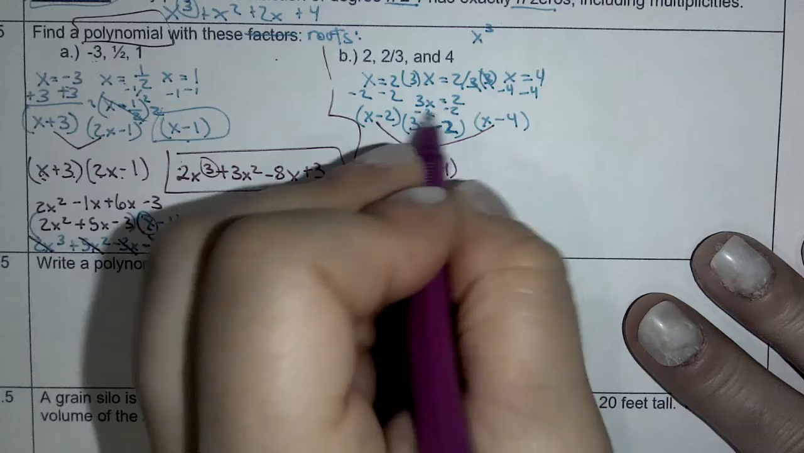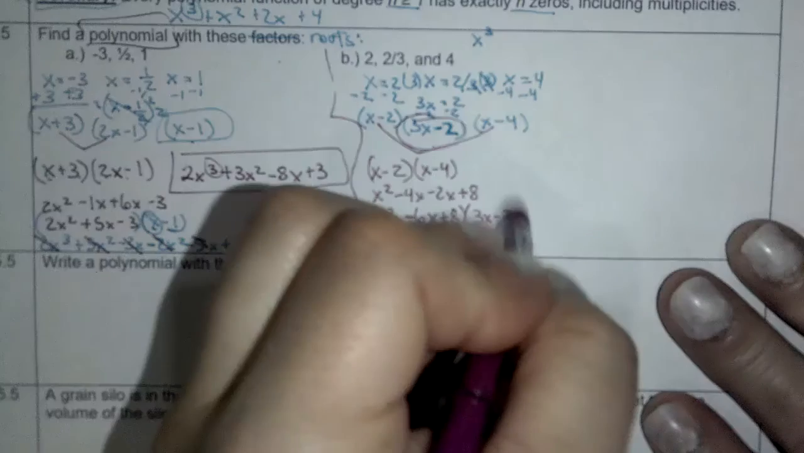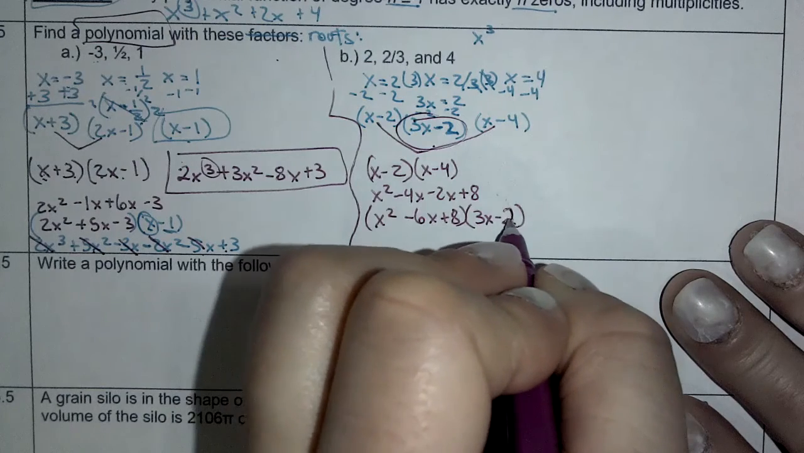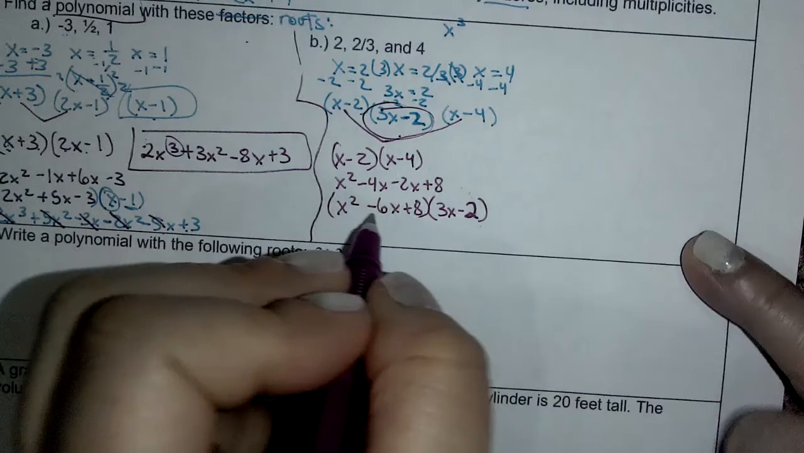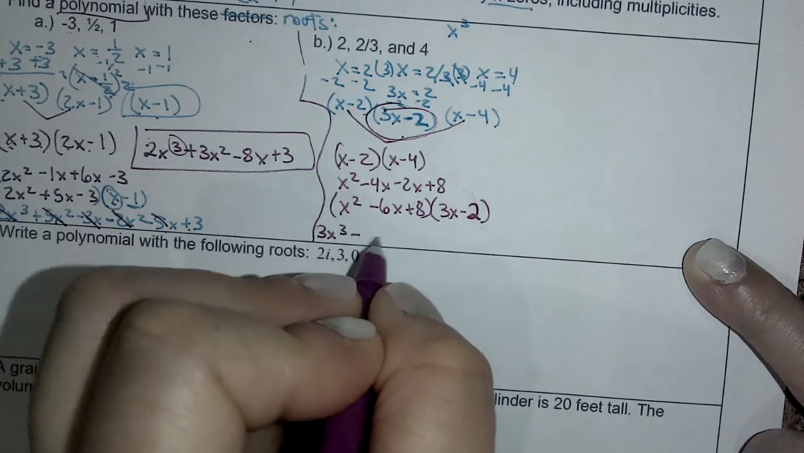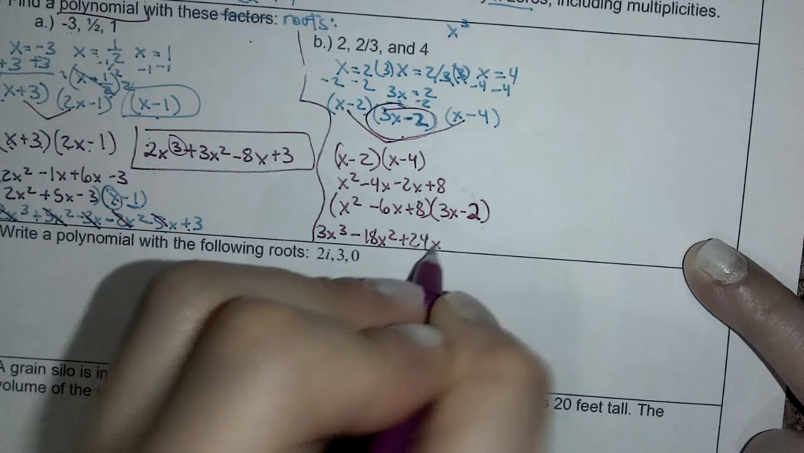Okay, but I need to multiply that by my third factor, 3x minus 2. I was saying 3 and writing 2. Okay. So now I'm going to go ahead and multiply 3x times all of these. So I get 3x to the third minus 18x squared plus 24x.